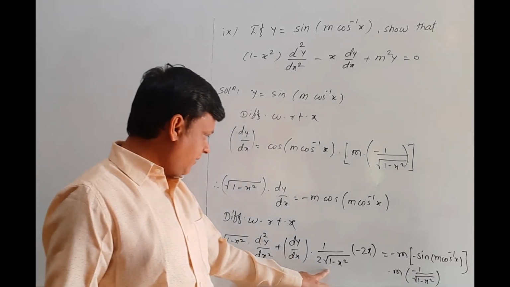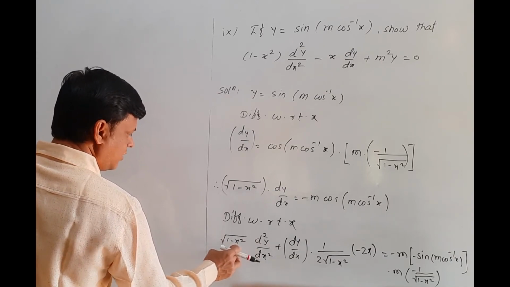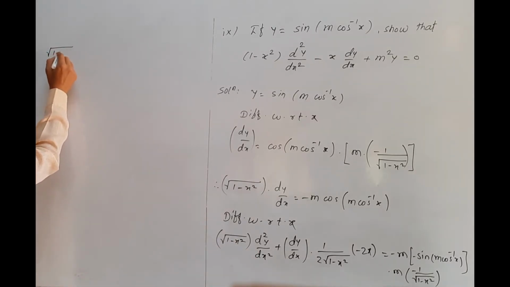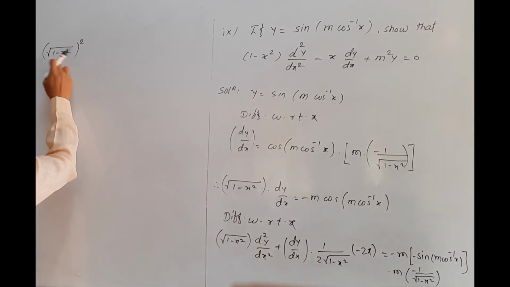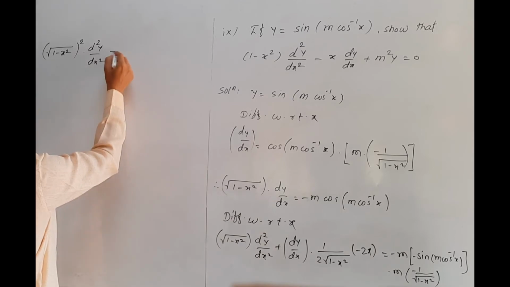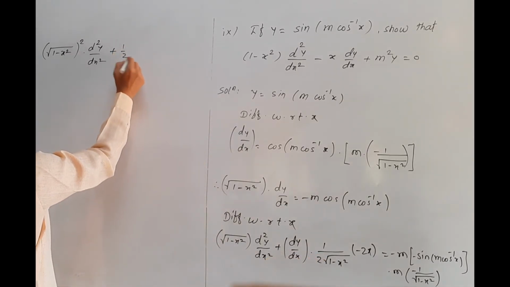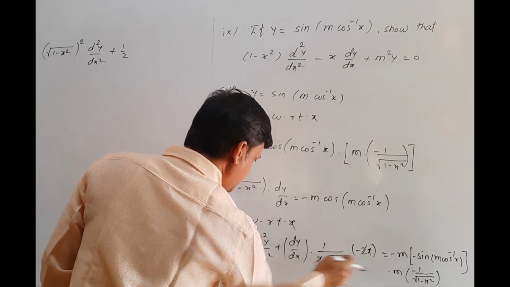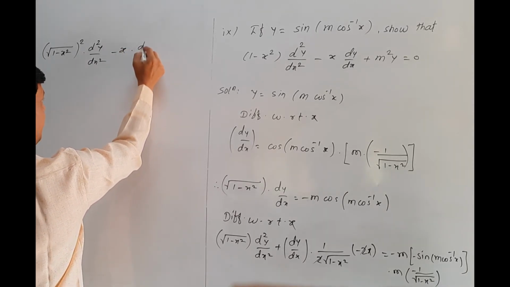To eliminate this root 1 minus x square, we multiply each term by root 1 minus x square. So after multiplying the first term, we get root 1 minus x square its square, so square and square root get cancelled. We write here 1 minus x square in bracket. So here we get root 1 minus x square its square into d2y by dx2. Then plus, after multiplying by root 1 minus x square, this root 1 minus x square gets cancelled, so the remaining is 2. So we write 1 by 2 dy by dx, or you can cancel this 2 with 2. So we write plus minus minus, so the sign is minus, the remaining term is x. So minus x into dy by dx.